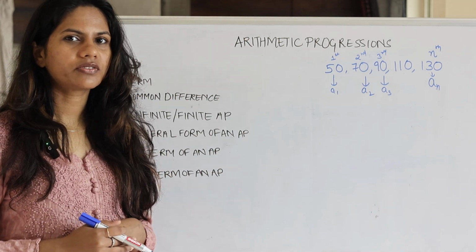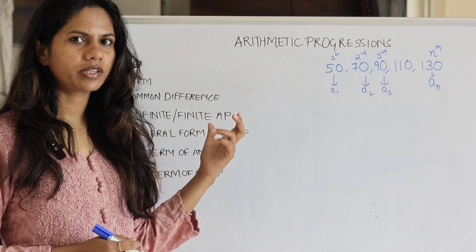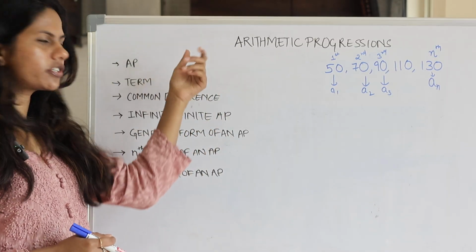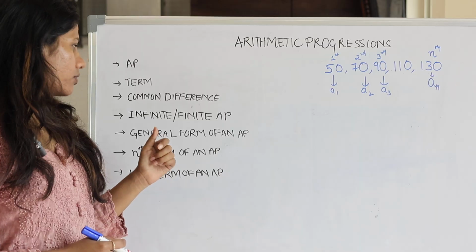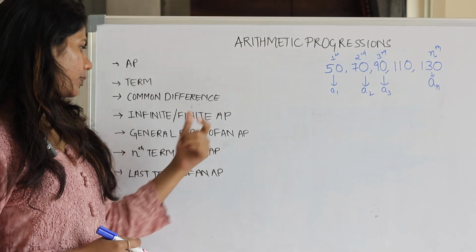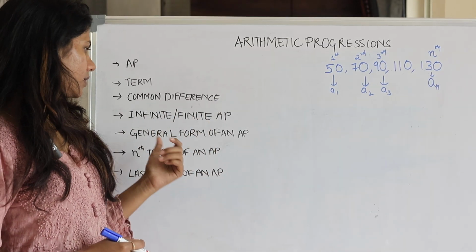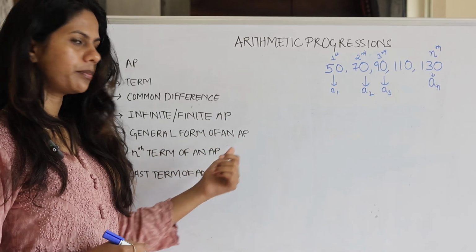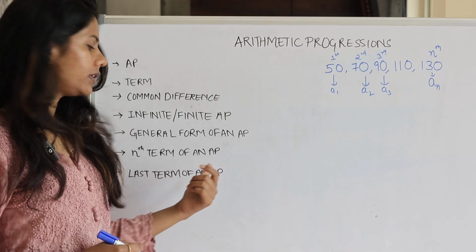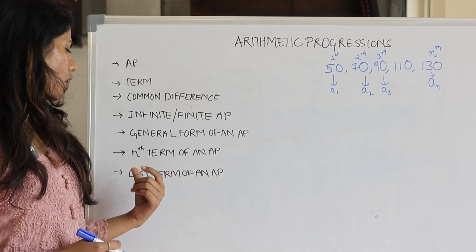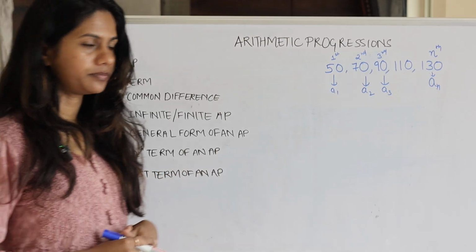In the last video, we saw a few terms related to AP. We saw the definition of AP, what a term is, and what the common difference is. We also saw infinite and finite APs. In this video, we'll see the general form of an AP, how to calculate the nth term of an AP, and how we denote the last term of an AP.